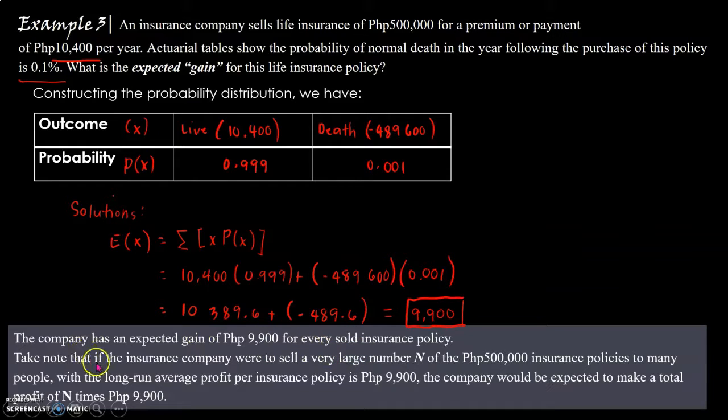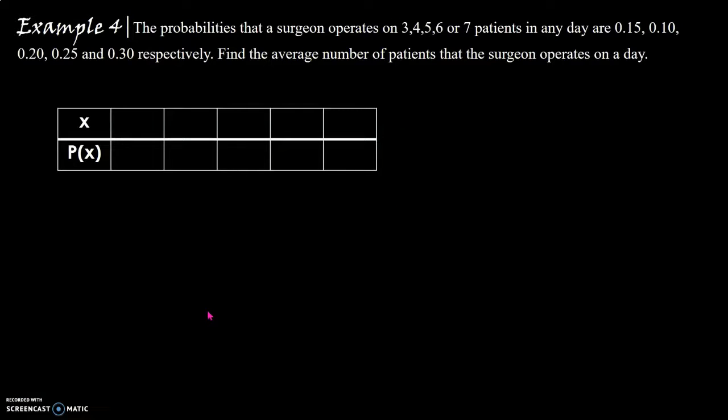Now take note that if the insurance company were to sell a very large number of 500,000 insurance policies to many people with the long run average profit per insurance policy of 9,900 pesos, then the company would be expected to make a total profit of n times 9,900.